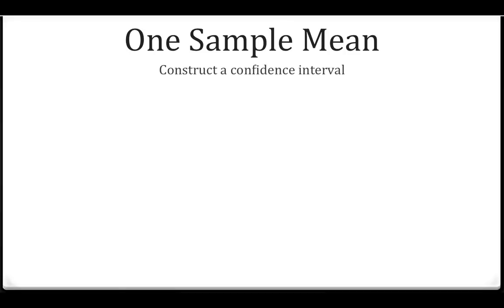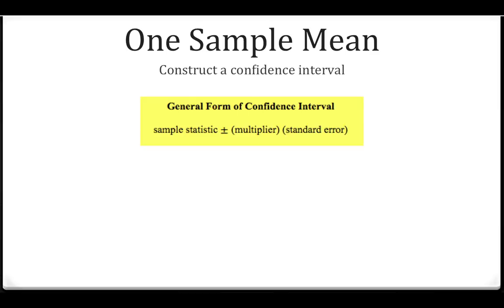Let's look now at how we can use the t-distribution to construct a confidence interval for one sample mean. The formula for a confidence interval for one sample mean is going to follow the same general form. The sample statistic now is x bar, our observed sample mean. The multiplier, we're going to be focusing on the t-distribution.